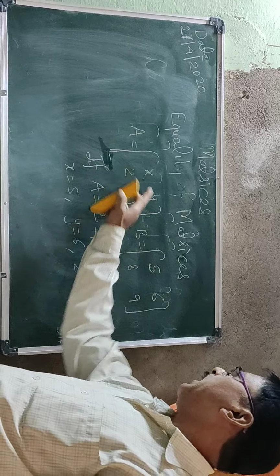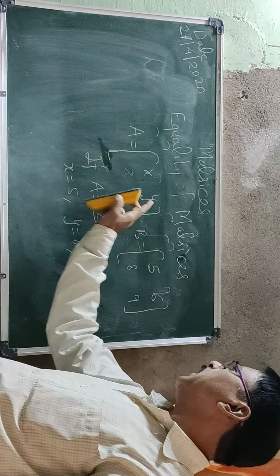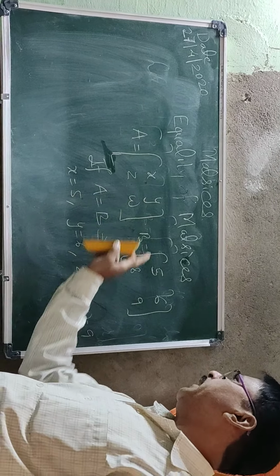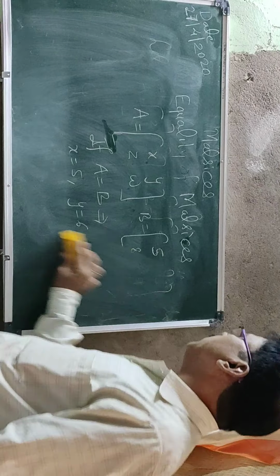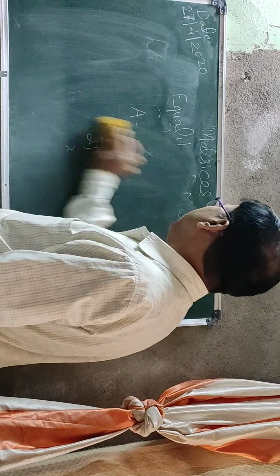So X and 5 are equal. Similarly, Y and 6 are equal. Z is equal to 8 and W is equal to 9. So these are about the equality of two matrices.